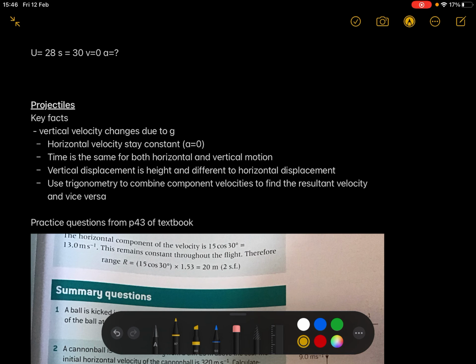Okay, so projectiles. I thought the easiest way of doing this was to write out the key facts, knowing that you obviously have the background information already, so hopefully these make sense when I read them through.